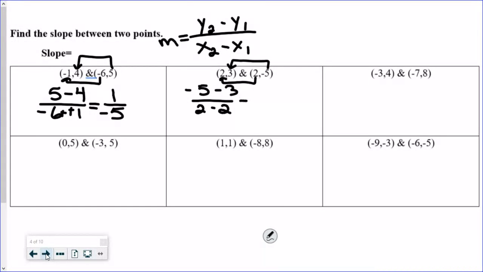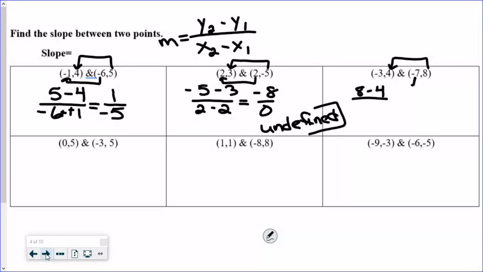Okay, y sub 2 minus y sub 1, negative 5 minus 3, 2 minus 2, okay, that's negative 8 over 0. When there's a 0 on the bottom, it is undefined. Undefined, okay? That's when a 0 is on the bottom. You might want to write that down. Okay, y sub 2 minus y sub 1, x sub 2 minus x sub 1. Minus a negative is plus a positive. So we have 4 over negative 4, and that reduces down to -1.